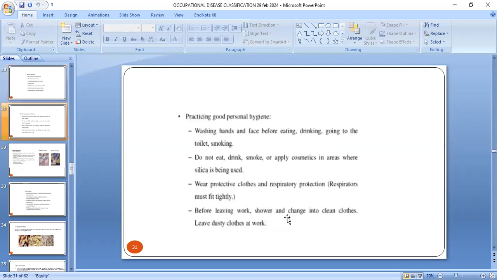Good personal hygiene includes washing hands and face before eating, drinking, going to the toilet, and smoking. Do not eat, drink, smoke, or apply cosmetics in areas where silica is being used. Wear protective clothes and respiratory protectors. Before leaving work, shower and change into clean clothes and leave dusty clothes at work.